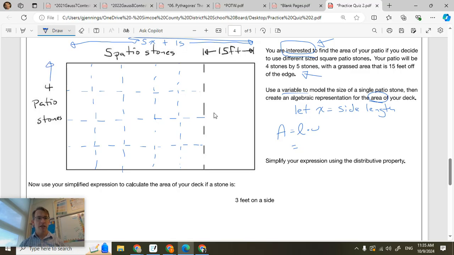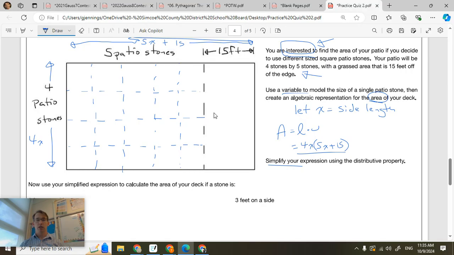And then this here is 4x. So I've got 4x multiplied by 5x plus 15. There is an expression. Done. Simplify your expression using the distributive property.